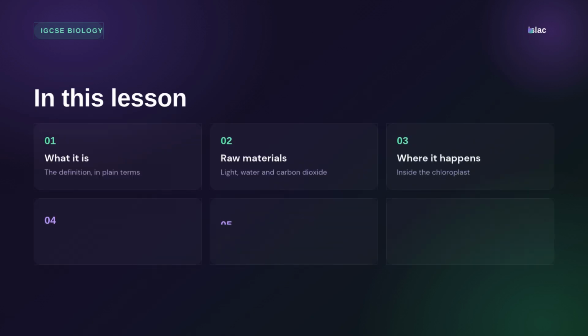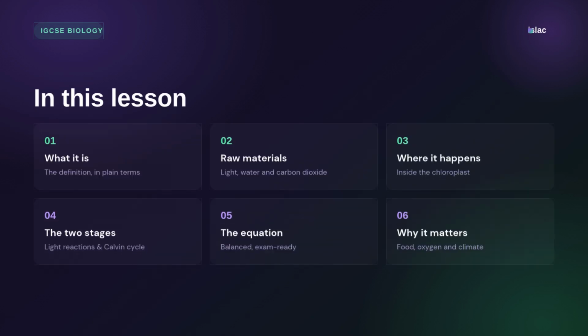We'll start with what photosynthesis actually is, then look at the raw materials a plant needs and where the reaction happens inside the cell. We'll break it into its two main stages, learn the balanced equation you'll need for your exam, and finish with why this single process matters for all life on Earth.